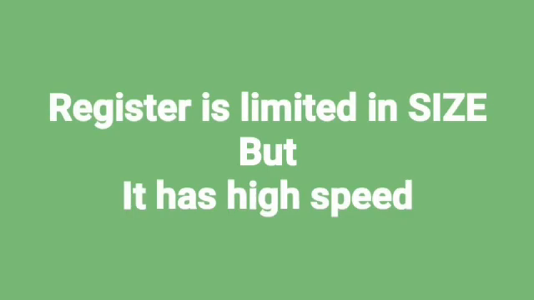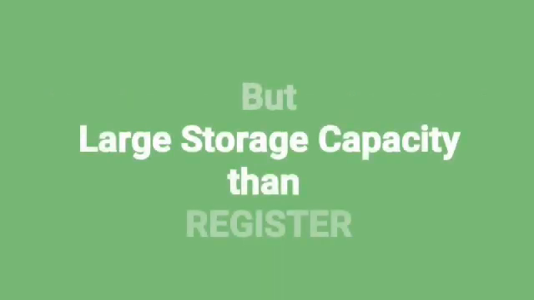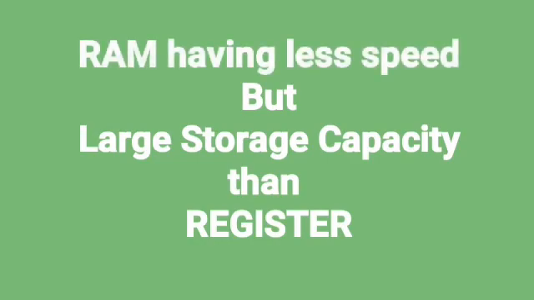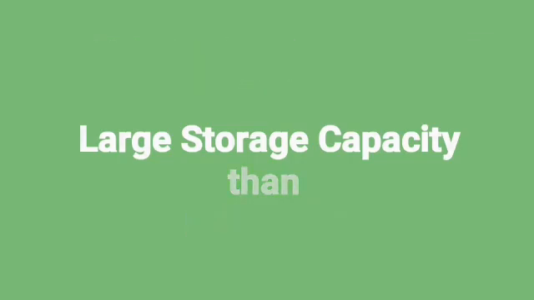Right. Now I will show you the block diagram and tell you how it functions. ALU, CU and register. Now here register is also a memory and RAM is also a memory, but there is a difference between these two. As I told you before, a register is limited in size, but it has a fast speed, but RAM has a large storing capacity, but a lower speed than register.